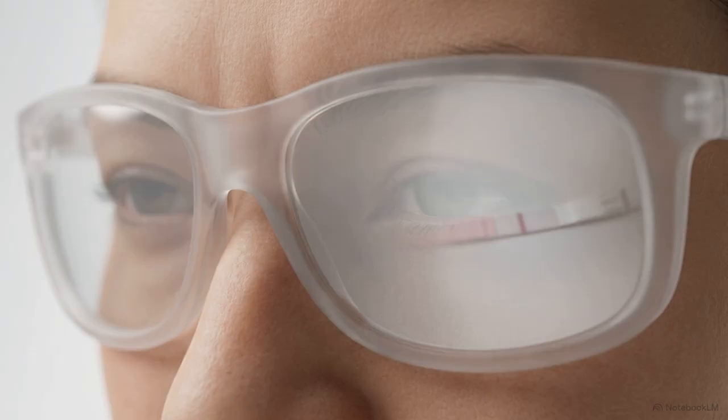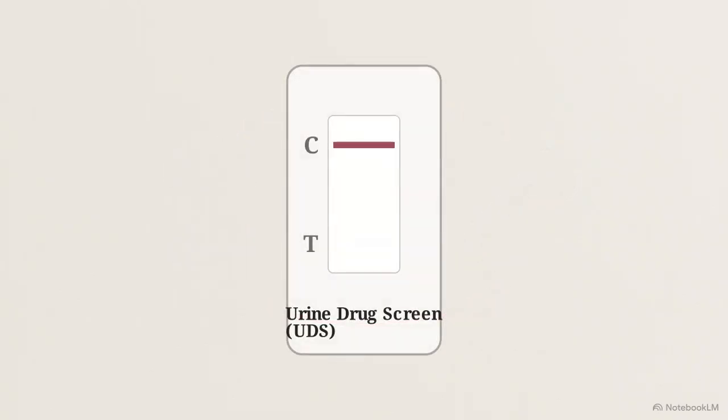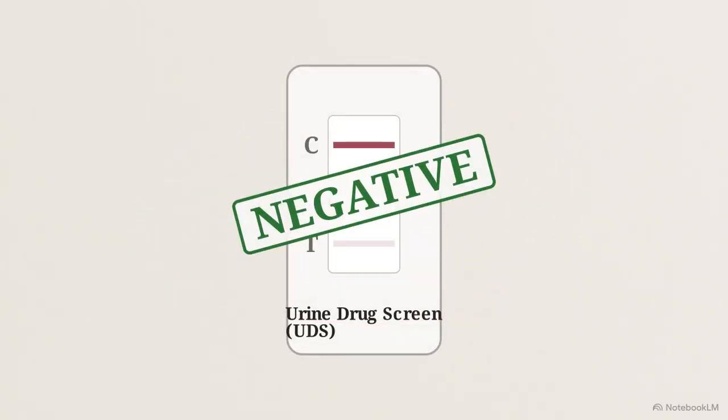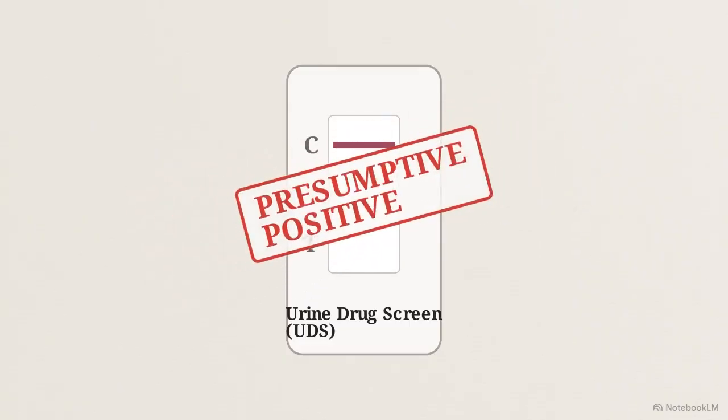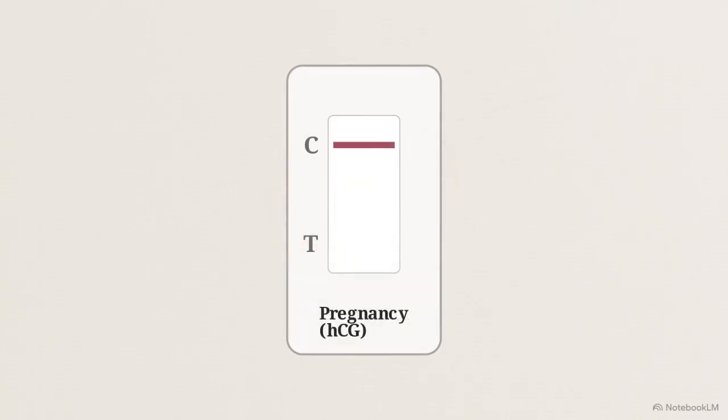The single most common error in point-of-care testing happens right here: misreading faint lines. The rules completely flip depending on the type of test you are running. This graphic shows a urine drug screen. On a UDS, any visible test line, no matter how faint, is a negative result. A completely blank test area is what signals a presumptive positive.